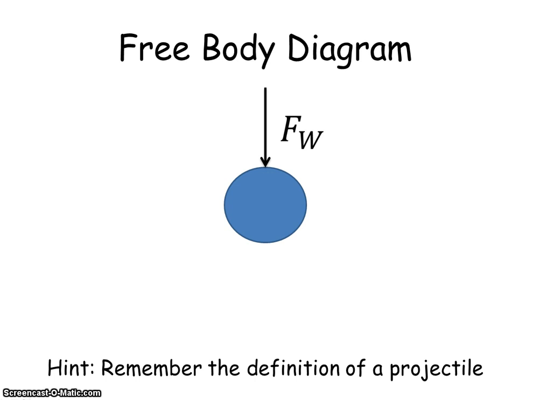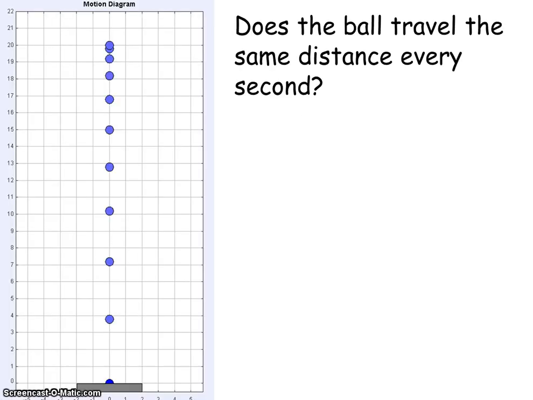There is no normal force because there's nothing supporting it, and we're not going to have any horizontal forces acting on it, so we won't have an applied force or a friction force horizontally. So only a weight force.